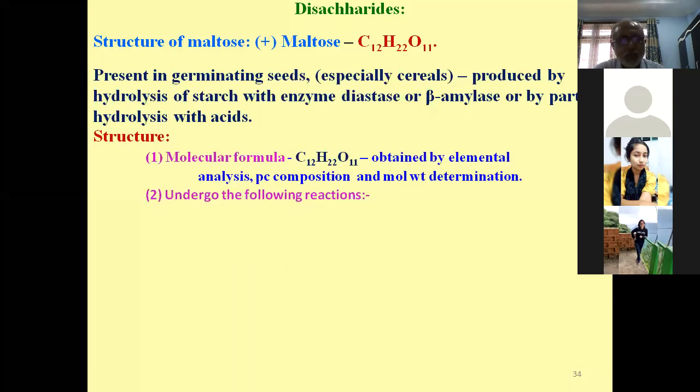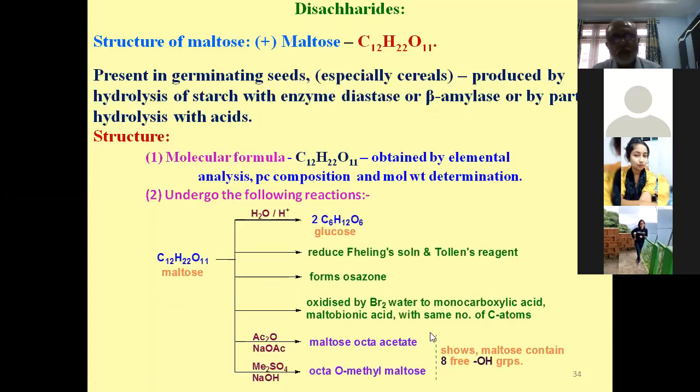Then it undergoes the following reactions. Several reactions are carried out, so let us see what they are. First, we do hydrolysis of maltose with acid, and we get 2 glucose. This gives the information that maltose is made up of 2 units of glucose. Then it reduces Fehling solution and Tollens reagent. This is one piece of information. It forms osazone. You know what type of molecule will form osazone.